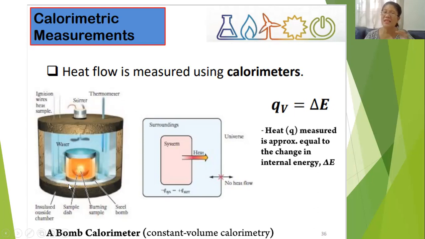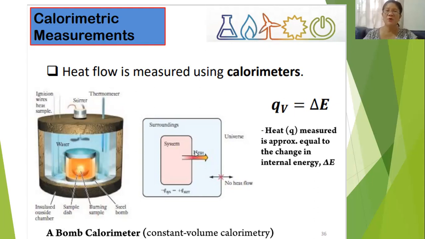What they mean by insulated is that it is not affected by the outside temperature. If you have the burning sample here, there is that steel bomb here. You can control the temperature here because the inner one is insulated. There is the thermometer, there is that stirrer, and you could ignite here at a certain pressure. This is known as a bomb calorimeter, wherein its volume is constant.